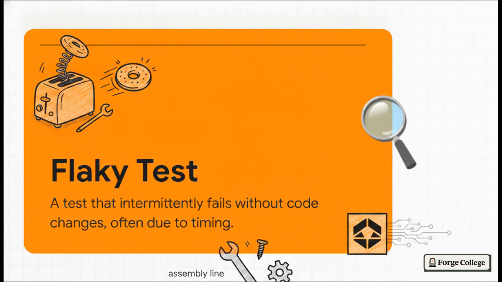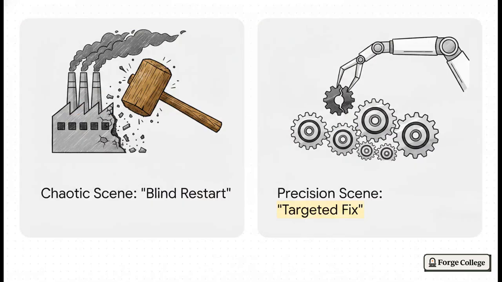But here's the thing. A flaky test isn't necessarily a broken machine. It's just a loose screw on the assembly line. It needs a targeted, highly specific fix, not a sledgehammer. So how exactly do we fix it?